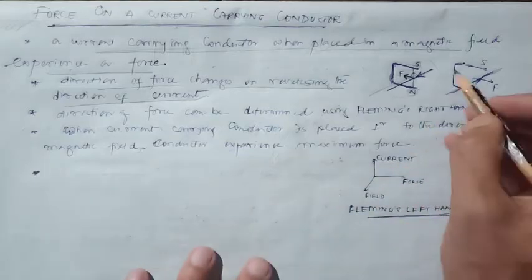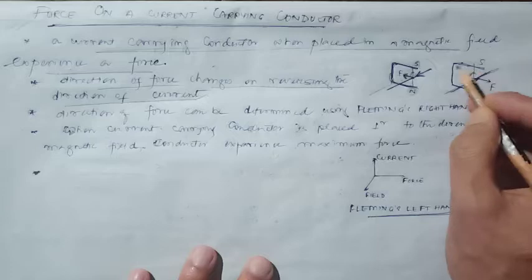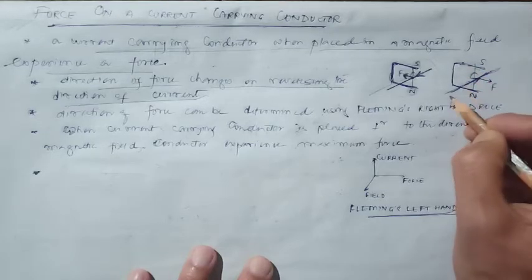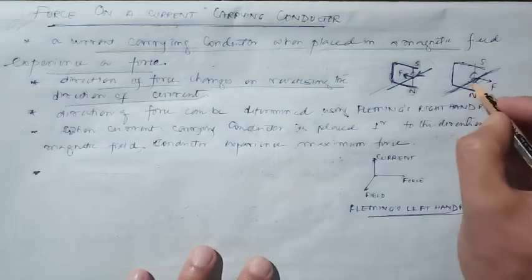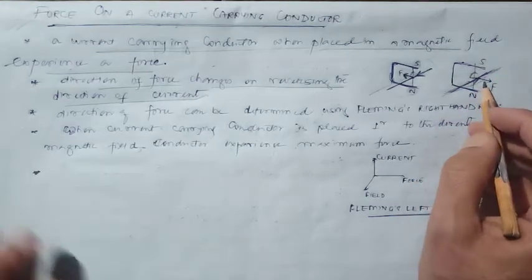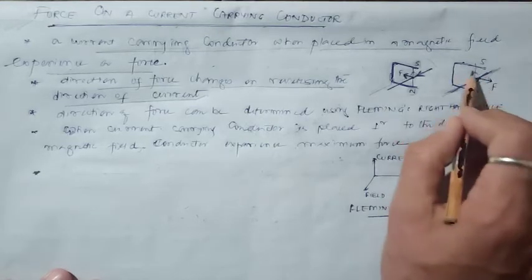Now if I reverse the direction of the current without reversing the direction of the magnetic field, in this case also you can see the direction of the magnetic field is upward from north to south, but I have reversed the direction of the conductor current. So if I reverse the direction of the current, experimentally it is determined this conductor experiences force outward. So this conductor will be displaced outward.